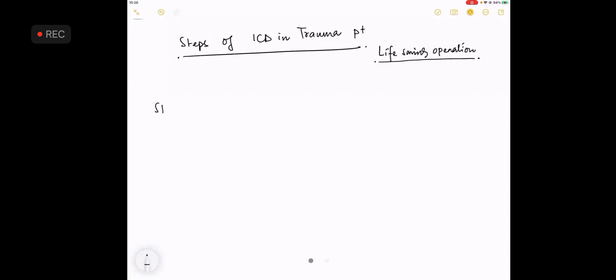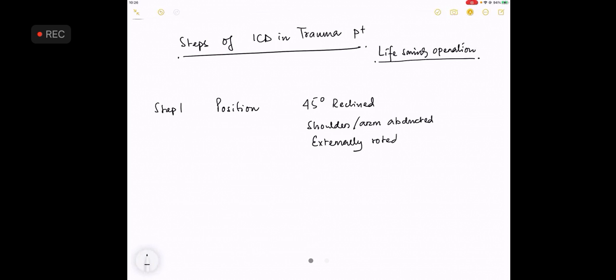What is important is that step 1 is the position of the patient, and the position of the patient is 45-degree reclined. The shoulder, or the arm, is abducted and externally rotated, which means the patient will be lying like this. So this is your patient. The patient's hand is like this. This is the clavicle, and this is the chest wall. This is the sternum.